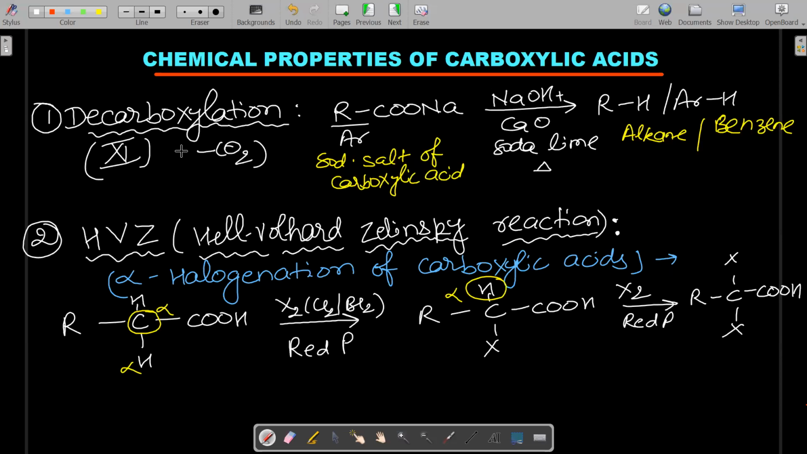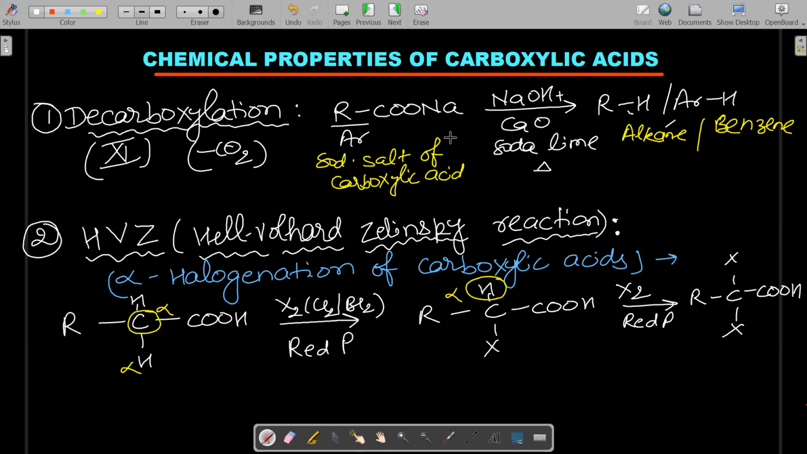What is the meaning of decarboxylation? Loss of CO2. So this CO2 is lost, okay? And what is left? RH. R and Ar. Okay, तो R के साथ भी H लग जाएगा, Ar के साथ भी H लग जाएगा. That means there is a formation of alkane or aromatic compound, benzene.